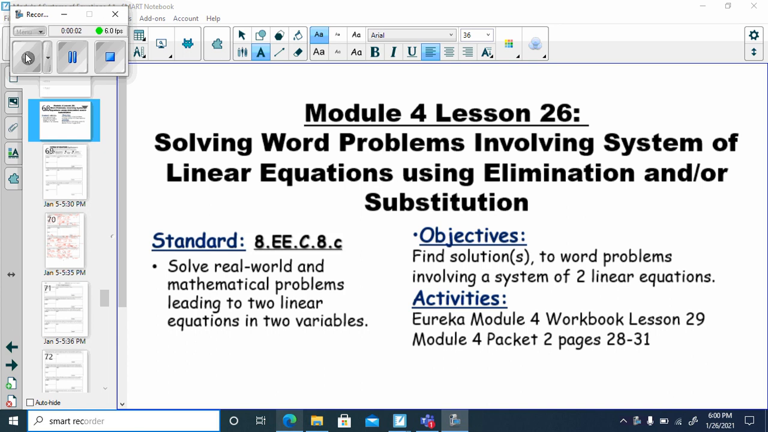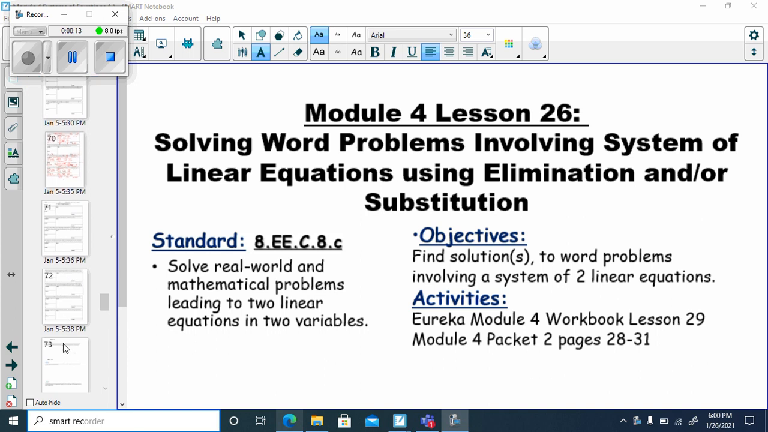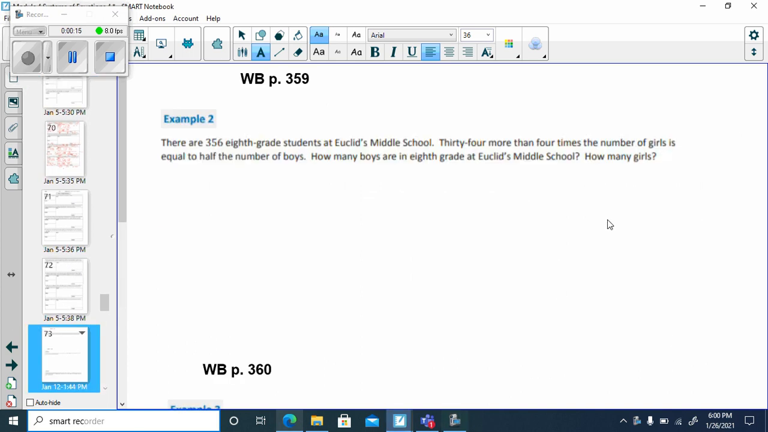This is Module 4, Lesson 26, Part 2. We're still talking about solving word problems involving systems of equations. And this is going to come out of the workbook. Page 359, Example 2. There are 356 8th grade students at Euclid's Middle School.